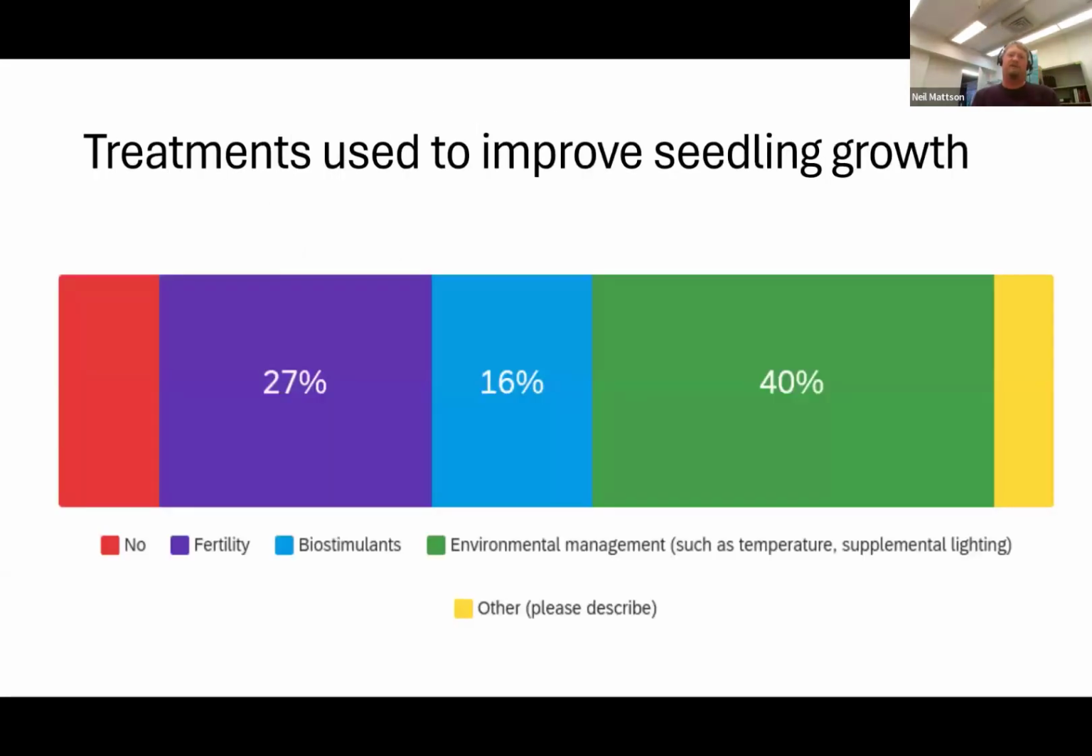So then we asked about what specific treatments they might use to improve seedling growth, and adjusting fertility, biostimulants, which are a range of exogenous compounds that can improve biotic and abiotic stress. And then environmental management were the largest categories that people followed. So again, our thought is that if people are actively adjusting parameters to improve seedling growth, they also might be receptive to using plasma activated water.